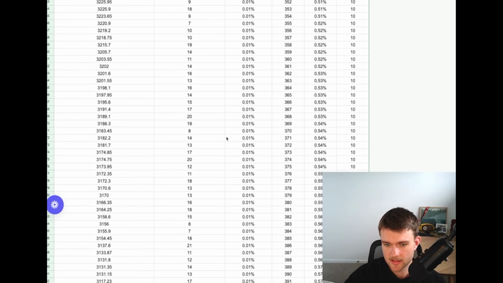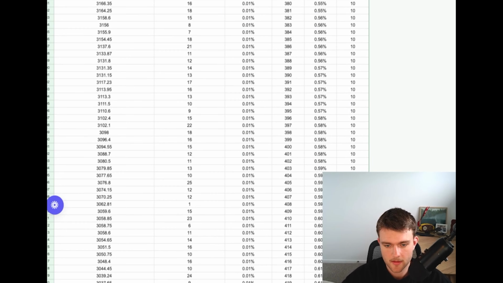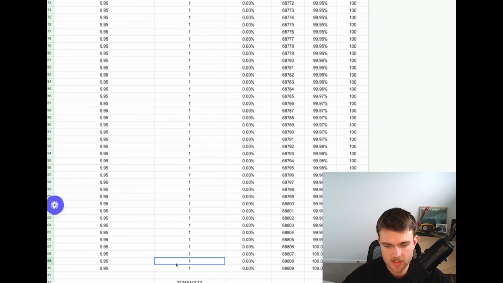Now to do this, I've essentially also made a cell down here, which is the total revenue generated, which is just a sum of, let me see if I can pull this up a little more for you.